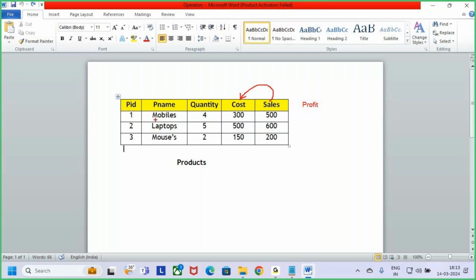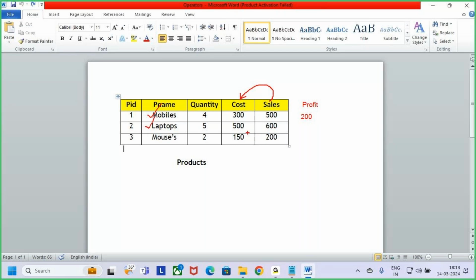So if you see, what is the mobile phone selling price? 500. What's the cost price? 300. 500 minus 300, 200. So what is the profit the shopkeeper is getting by selling one mobile phone? 200 is the profit. Next I want to find out by selling one laptop, what's the profit he is getting?